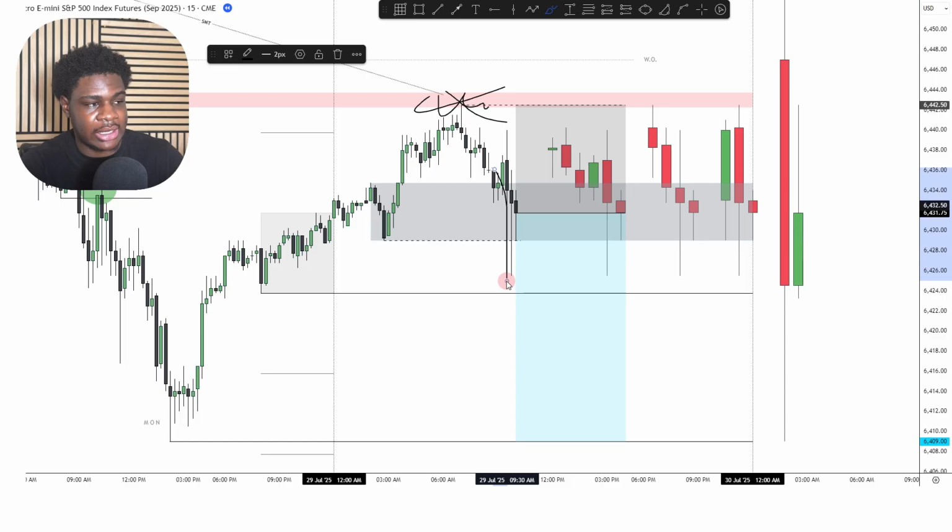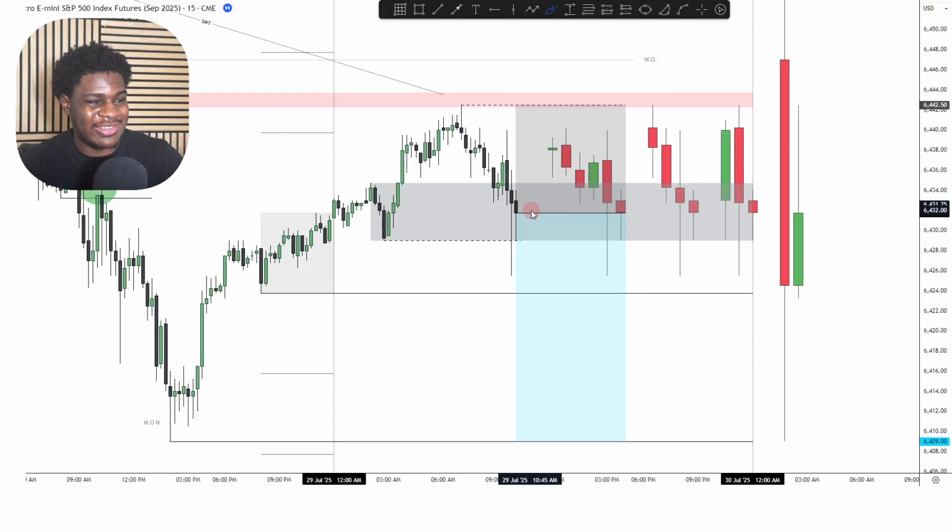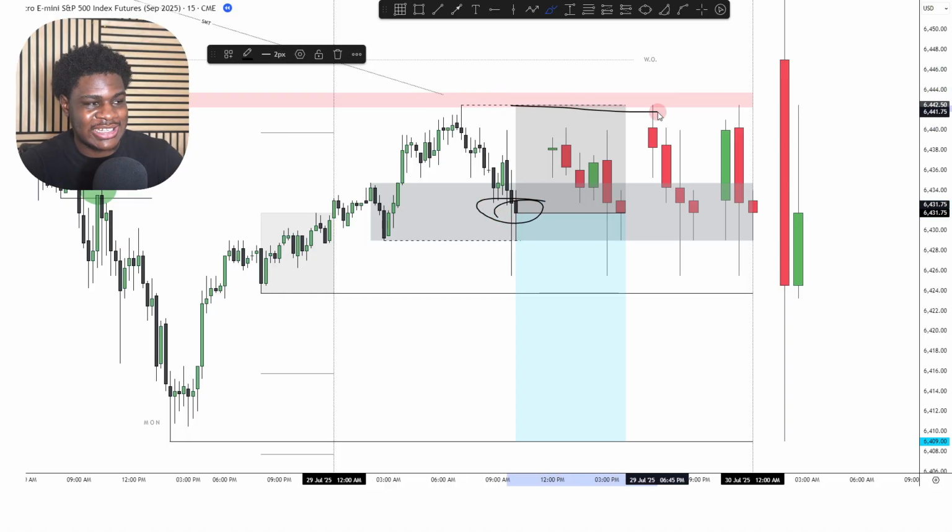Instead, it's breaking back lower. This gives me the confidence that price is not going to come back up here, so I can be safe putting my stop loss back on this high. I scaled into my position right here and I adjusted my stop loss.